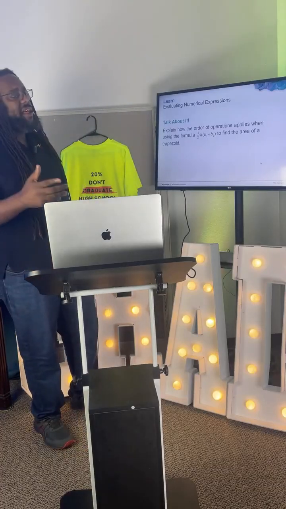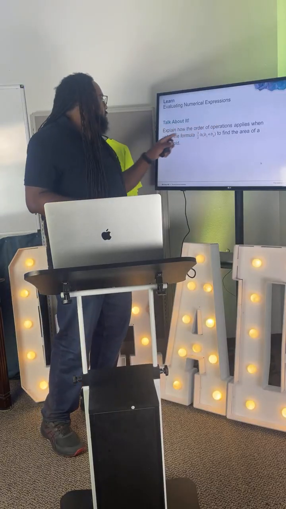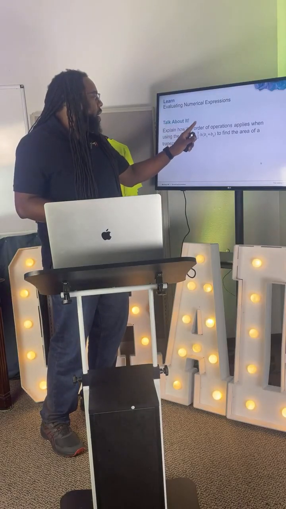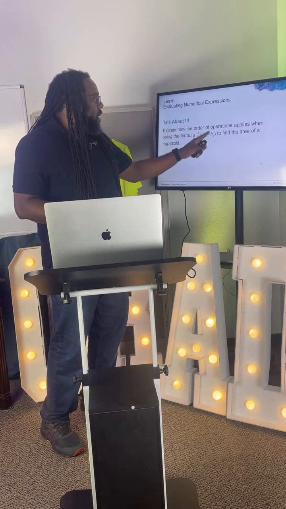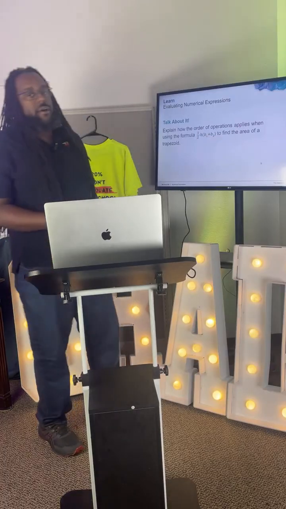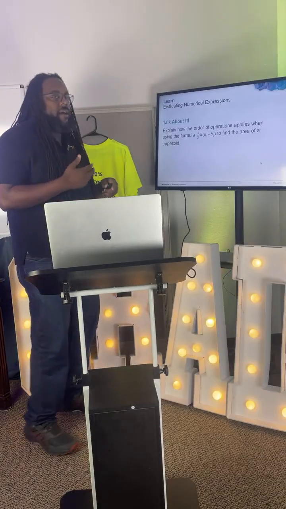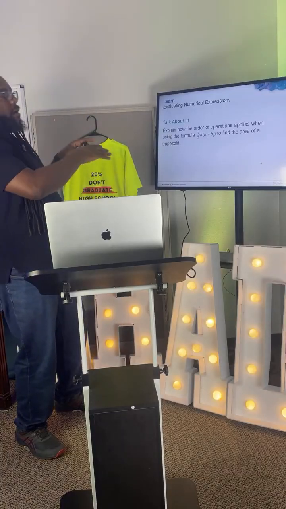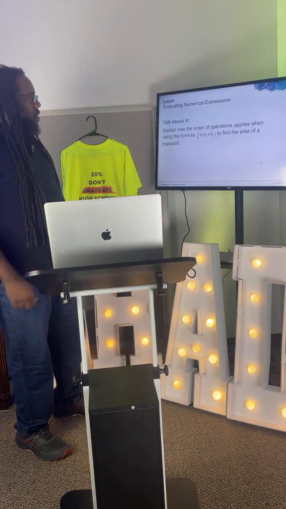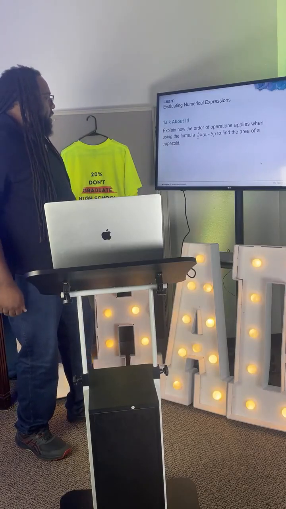All right, so now that you know that, let's think about this. Explain how the order of operations applies when using the formula 1 over 2 times height times base 1 and base 2, B1 and B2, we'll say, to find the area of a trapezoid. We're going to take a minute here so you can think about that, figure out what you would do first, second, third, fourth. There's a couple of operations going on right here, so give you a minute to pause, and then we'll hop back into this.